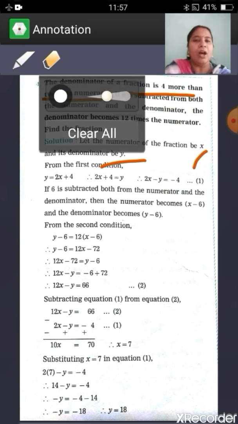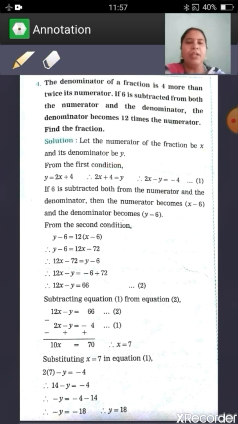So how to frame this? It will be: the denominator of a fraction is 4 more. So denominator is y and that is 4 more. So 4 is added here. Then twice its numerator, so I am taking here 2x. So I hope you have understood the first equation, how it is to be framed. y = 2x + 4.